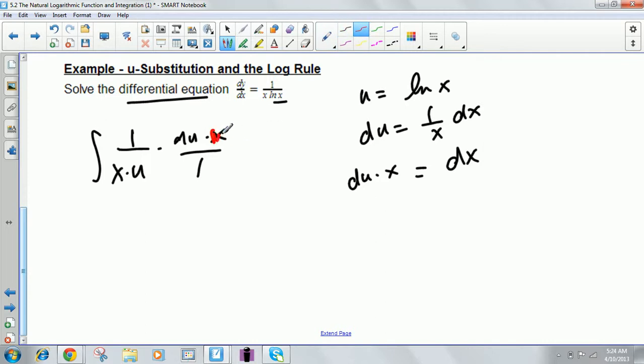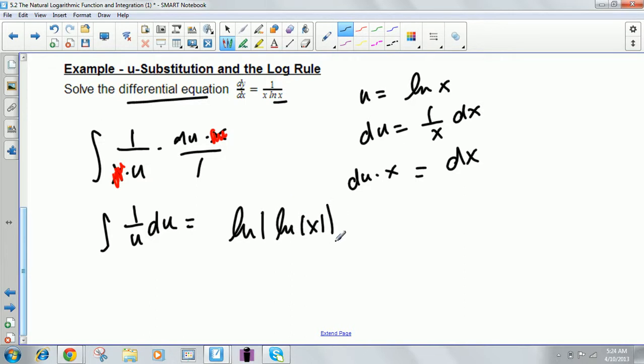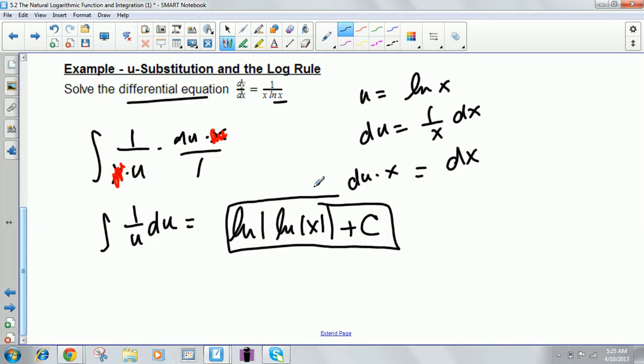And then you can see that these x's simplify, and so you would just have the integral of 1 over u du, which is the natural log of u, and in this case u is the natural log of x. So it's the natural log of the natural log of x, and then since it's an indefinite integral, you have to include that plus c part.